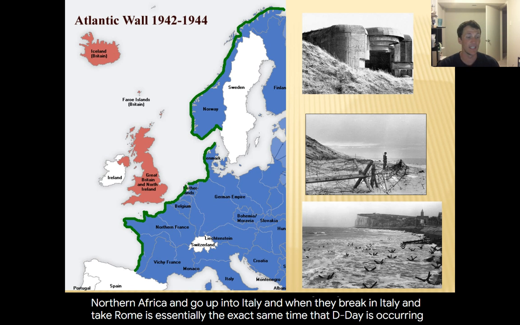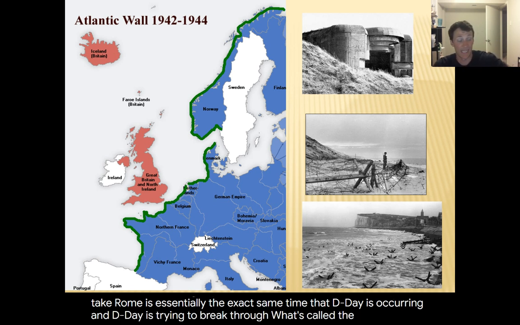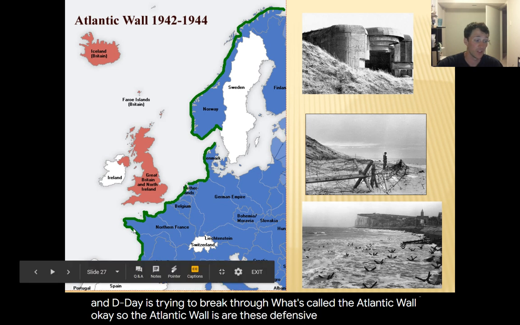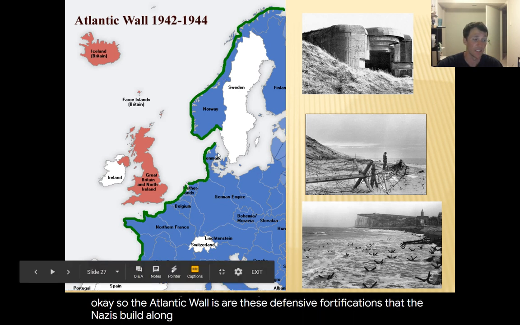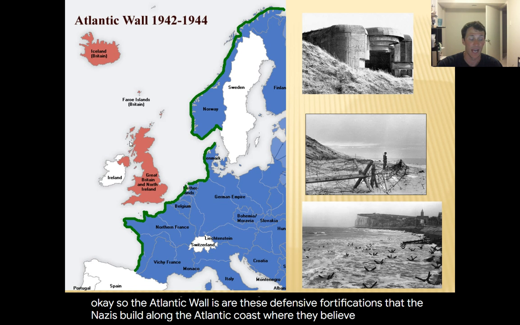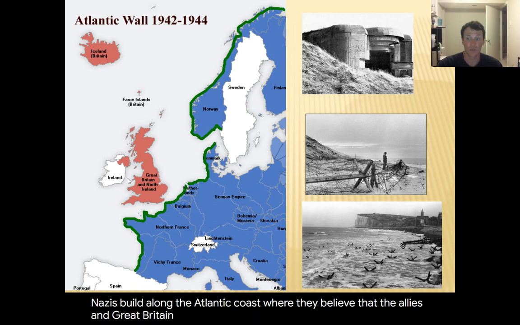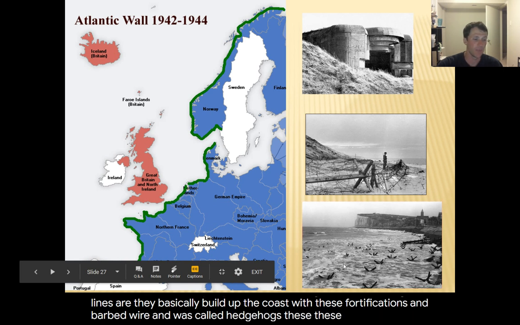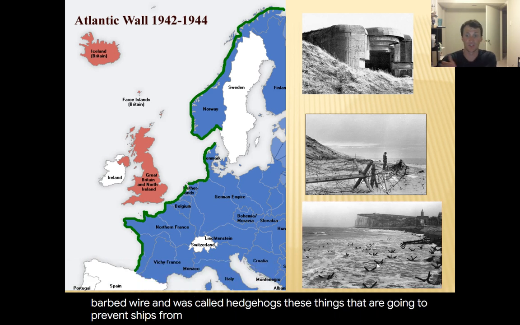And D-Day is trying to break through what's called the Atlantic Wall. Okay, so the Atlantic Wall are these defensive fortifications that the Nazis build along the Atlantic coast, where they believe that the Allies in Great Britain will try to push into France, right? So where these green lines are, they basically build up the coast with these fortifications and barbed wire and what are called hedgehogs. These things are going to prevent ships from essentially landing on the coast.